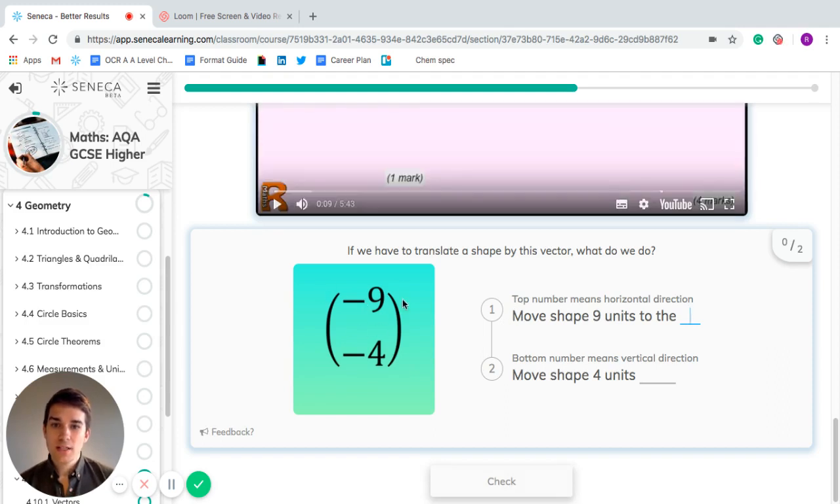So back to this, negative 9 would move it 9 units to the left, and the negative 4 would move it 4 units down.